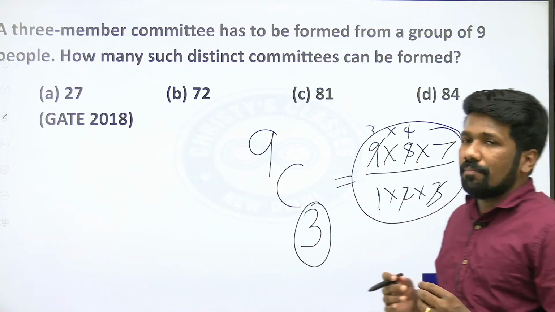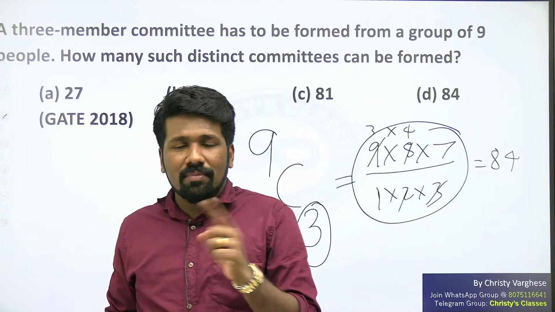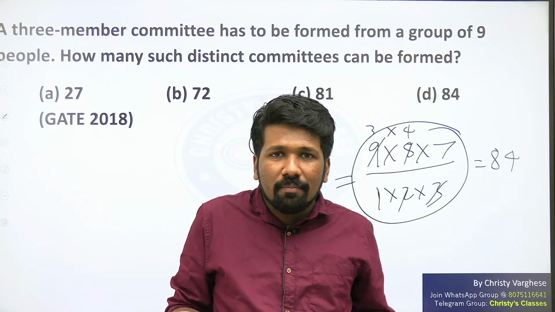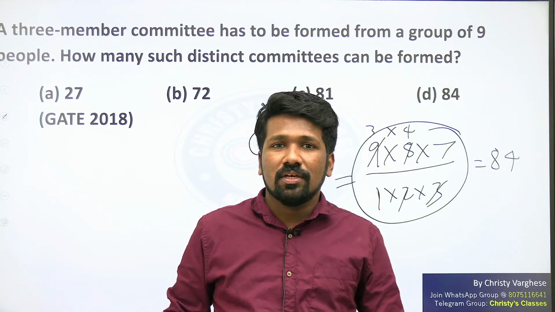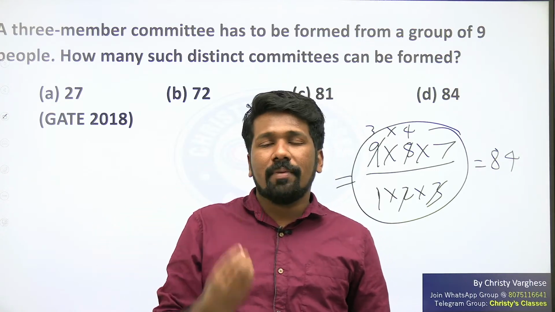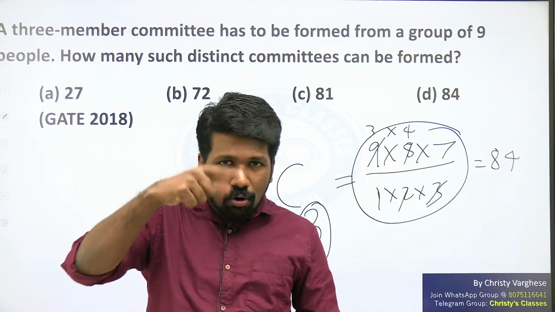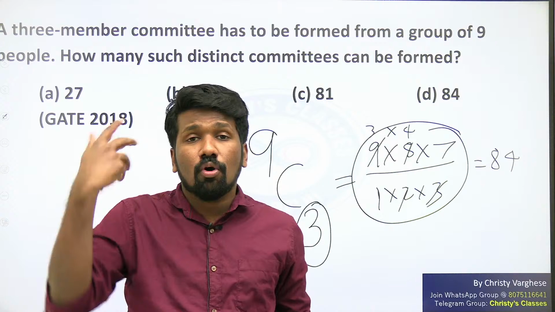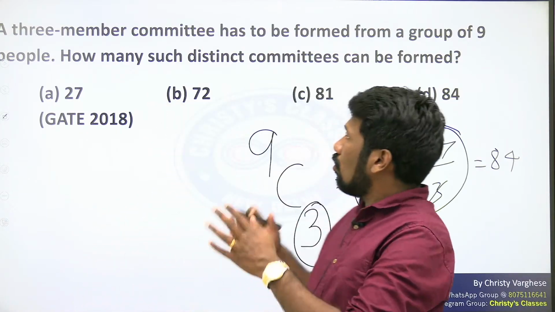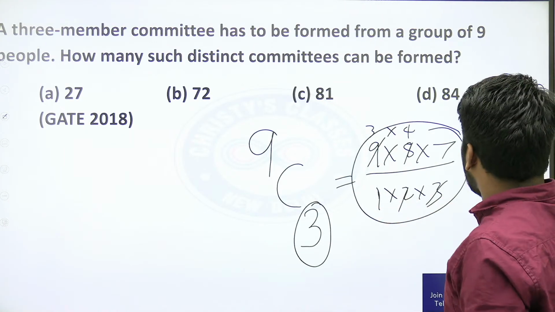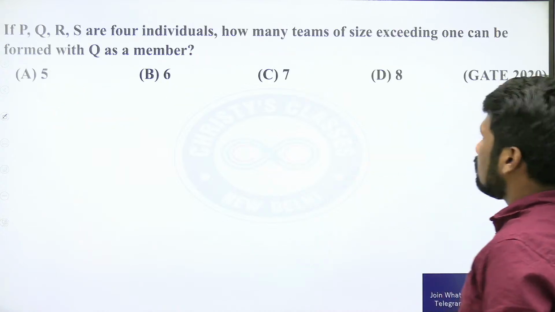Here, the order does not matter because yesterday also we discussed examples of that. In the 3-member committee you are forming, ABC, BCA, CAB are not different. All are the same. The committee members have no different positions. Yesterday we discussed the general manager, manager, assistant manager case. There the order was important. ABC, BCA, CAB all are different. But here all the 3 people in the committee have equal positions, as mentioned in the question. So 9C3 is enough. 84 is the answer.